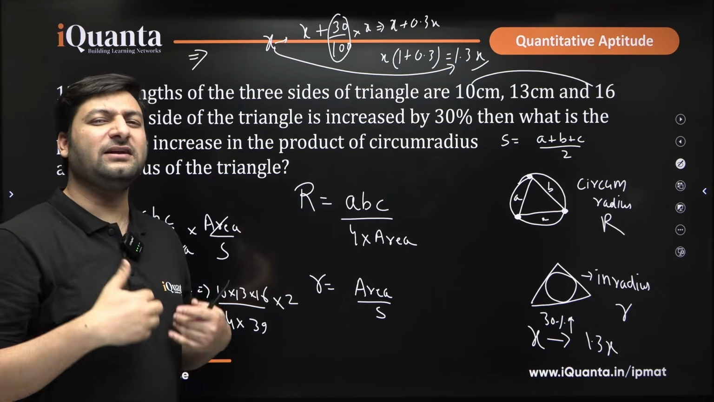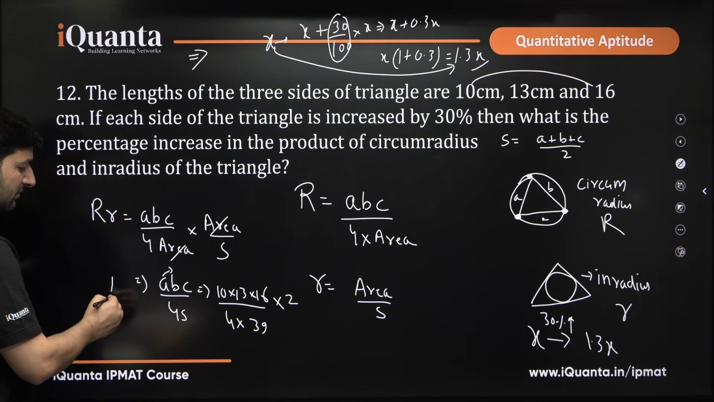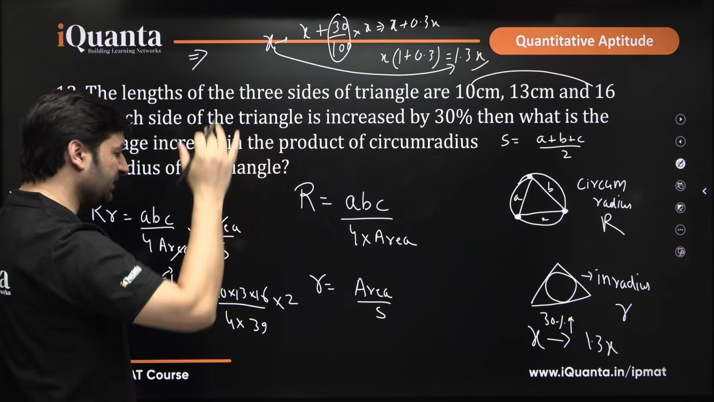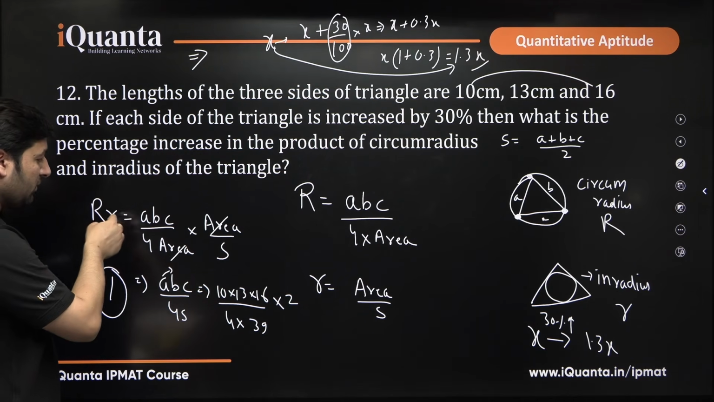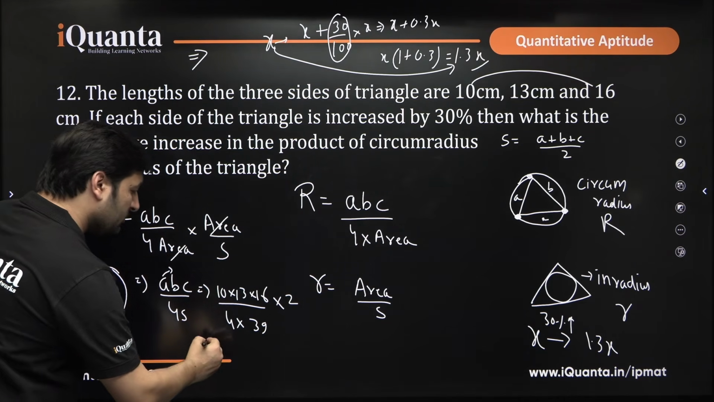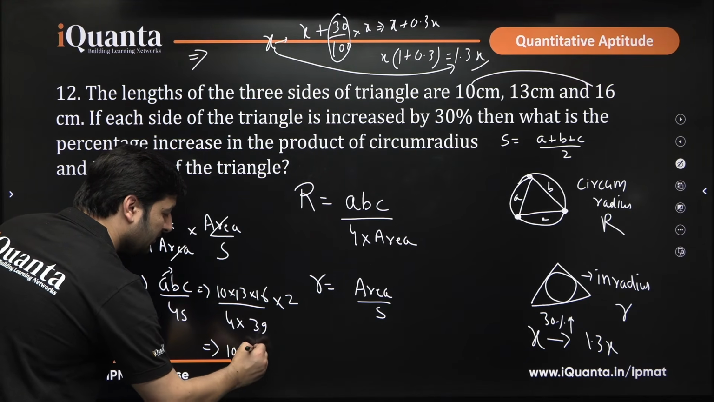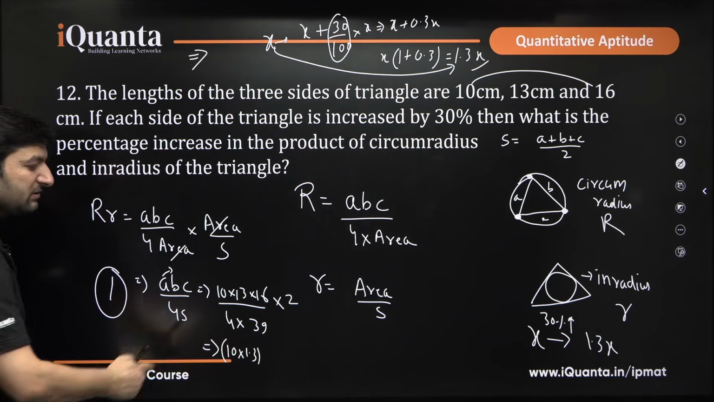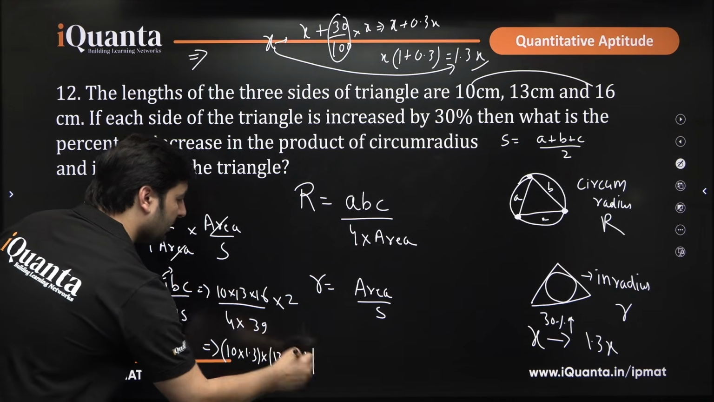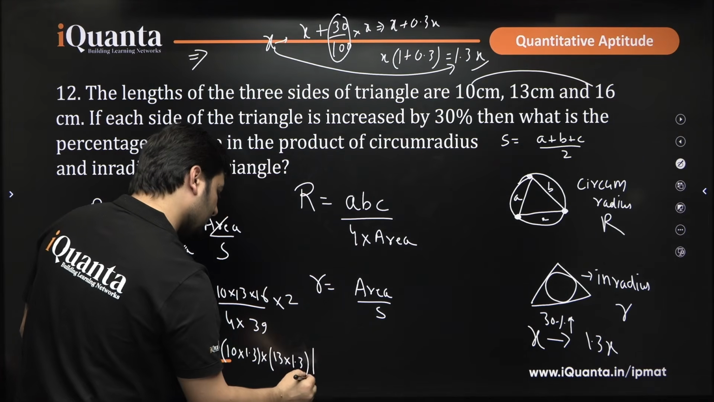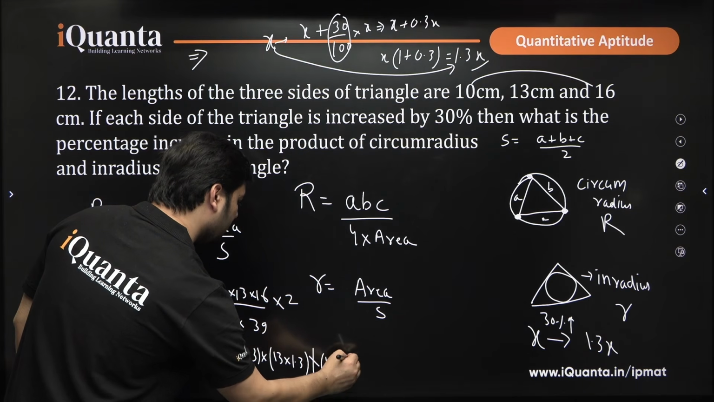So instead of writing the calculated values, just do one thing. This is the first calculation, without increased values. In the second calculation, the product of inradius and circumradius will be the same expression, but this 10 is going to increase by 1.3, so write 10 into 1.3, because we have to increase each side by 30%. 13 will be increased by 30%, so 13 into 1.3. The third side, 16, also increased by 30%, so 16 into 1.3.